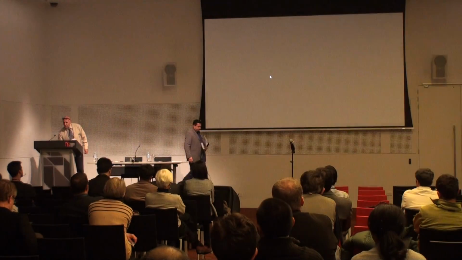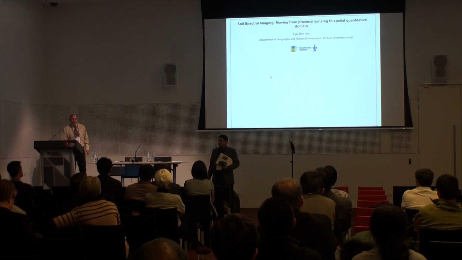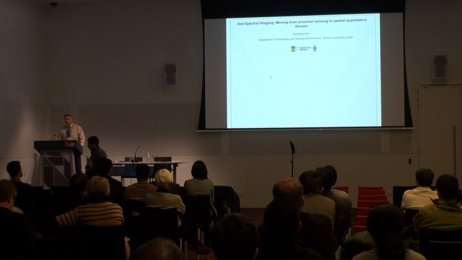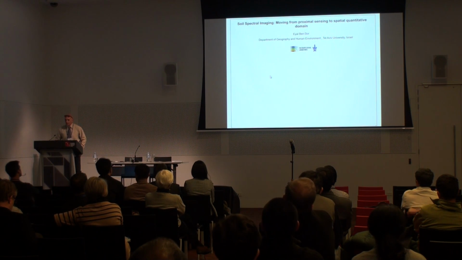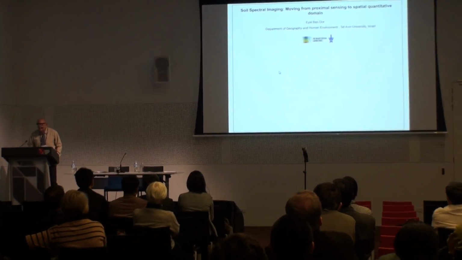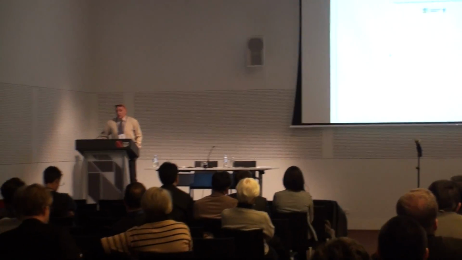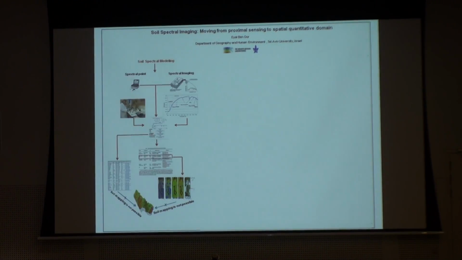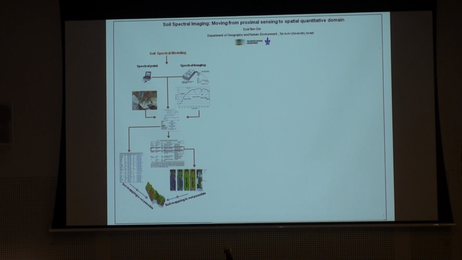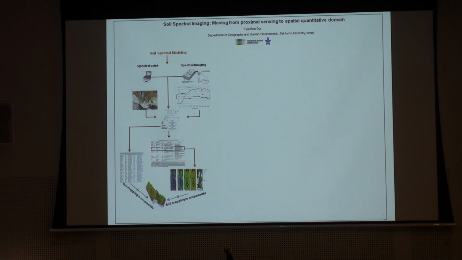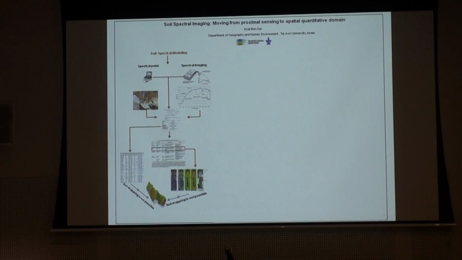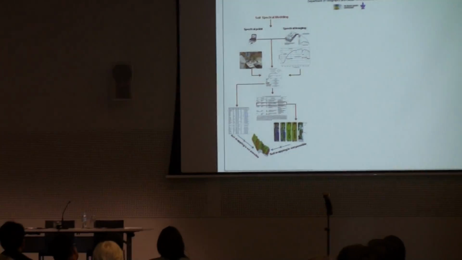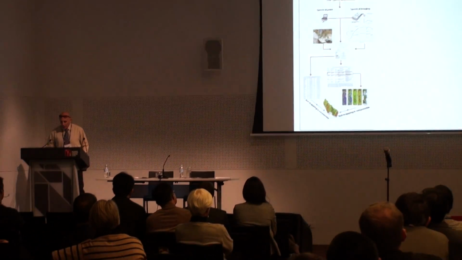Next presentation is given by myself, and the title of the presentation is Soil Spectral Imaging, Moving from Proximal Sensing to Spatial Quantitative Domain. So if this is a poster, it needs to be fitted on one page. Usually what we are doing today with soil proximal sensing is taking the soil spectra and estimating soil attributes. And there are lots of works that are done within this discipline.